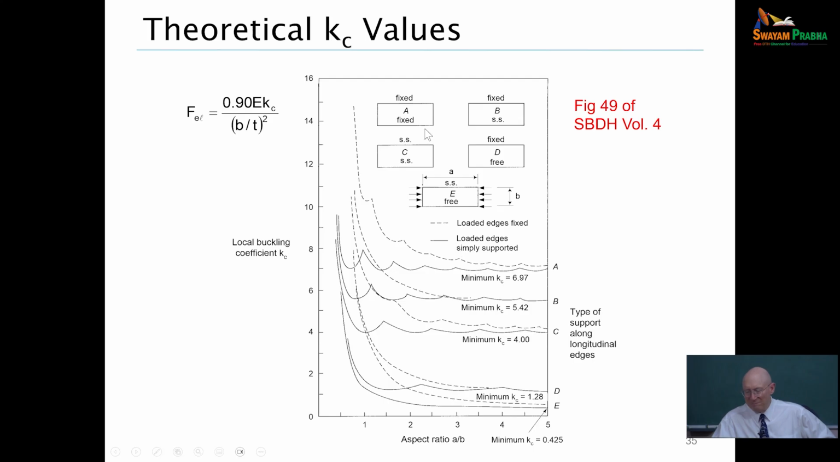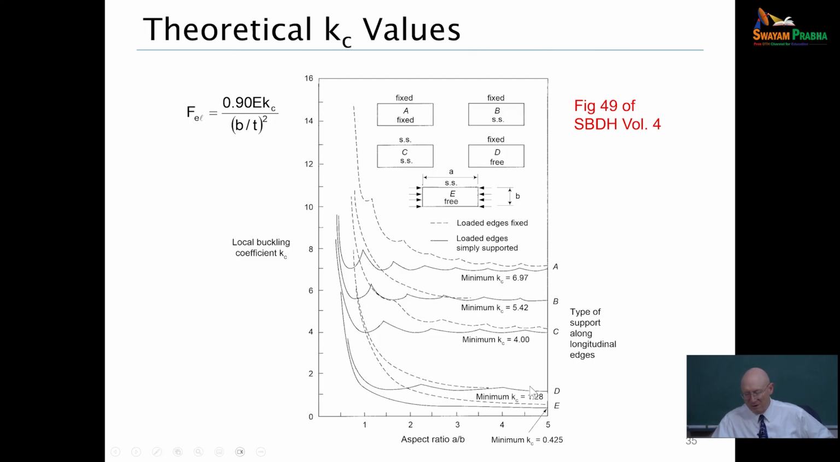And so if you have full rotational restraint on both longitudinal edges, you're case A. If it's fixed, simply supported, it's case B. If it's simply supported edges, case C. So that's a very common approximation. Case C is 4. If it's fixed free, it's 1.28. And then if it's simply supported and free, it's 0.425.